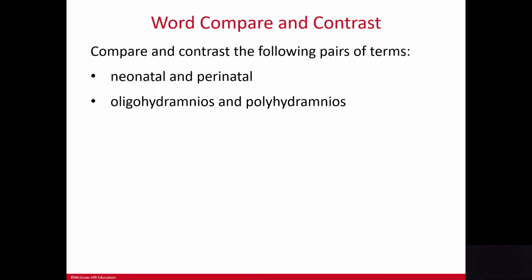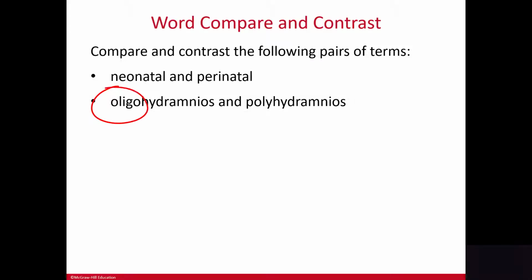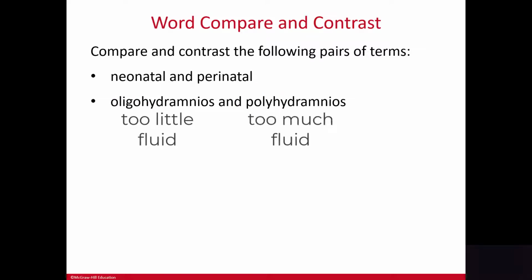The next set of words we just did, oligohydramnios and polyhydramnios. And the difference here is the prefixes. So oligo means few or scant, and poly means many. So oligohydramnios, too little amniotic fluid. Polyhydramnios means too much amniotic fluid.